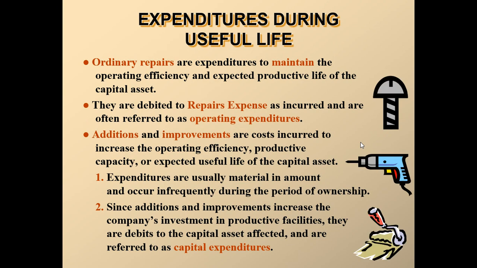And for the second item, since additions and improvements increase the company's investment in productive facilities, they are debits to capital assets that are affected and are referred to as capital expenditures. Okay, so they're going to be in the assets section, but they're not going to be associated with that specific item itself. Just under capital expenditures.